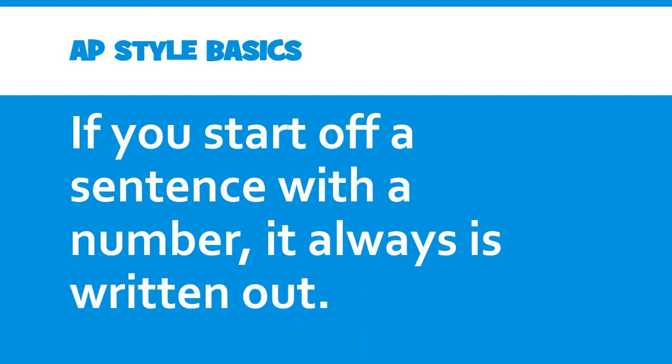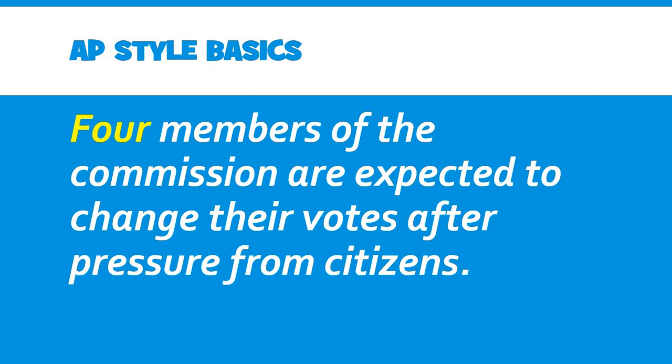If you start off a sentence with a number, though, it has to be written out no matter how big it is. So anytime you have, for example, something like 4 members of the commission are expected to change their votes after pressure from citizens, it doesn't matter if that is 4 or 40 or 400, you will always spell it out because it is beginning a sentence.